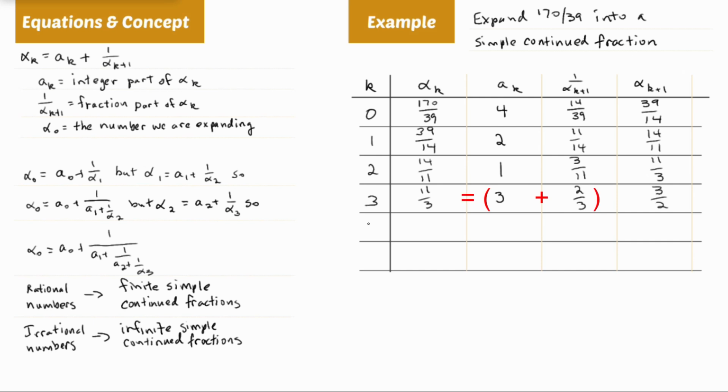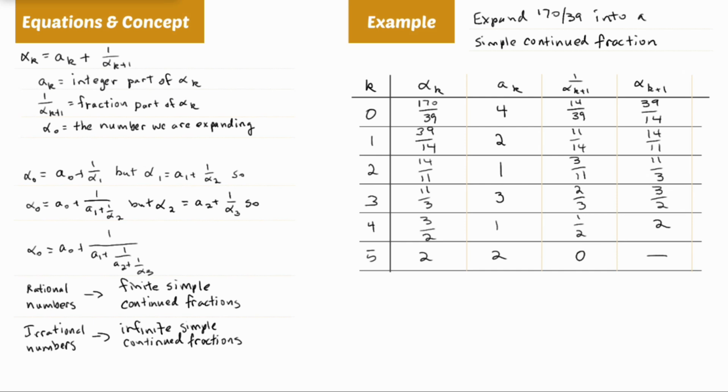In the next row, k equals 4, alpha 4 equals 3 halves, a_4 is 1, and the remaining fraction is a half. Its reciprocal is 2. The next row will be the last one. K equals 5. Alpha 5 is 2, a_5 is also 2, and the remaining fraction, 1 over alpha 6, is 0. Its reciprocal doesn't exist, so alpha 6 doesn't exist, and there isn't anything to bring into another next row. Row 5 completes the expansion.